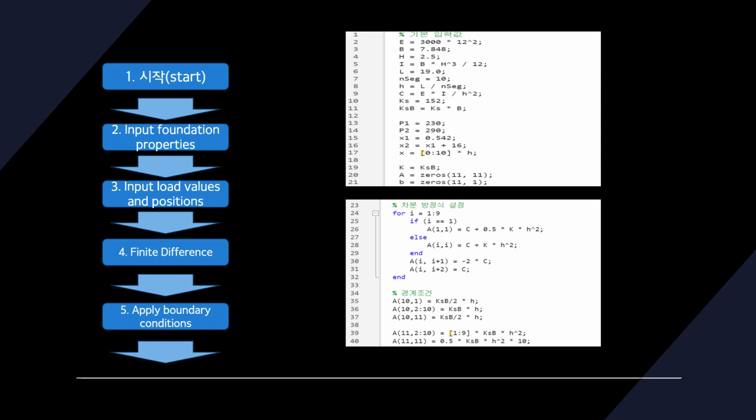Step 2 is constructing the matrix. I created a coefficient matrix A using the finite difference method and a load vector B based on the position and magnitude of the load. By solving the system A dot Y equals B, we obtain the deflection vector Y at each node.